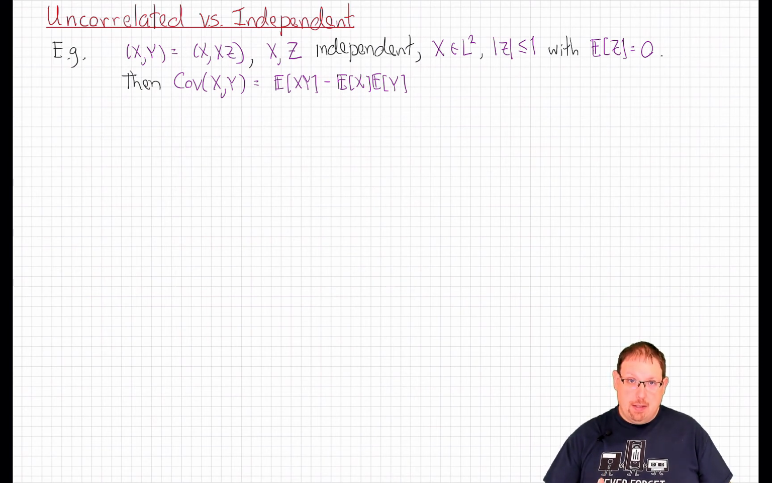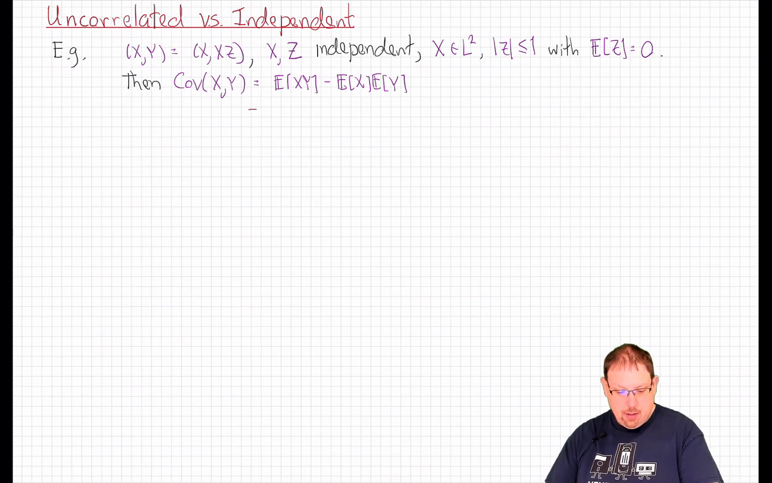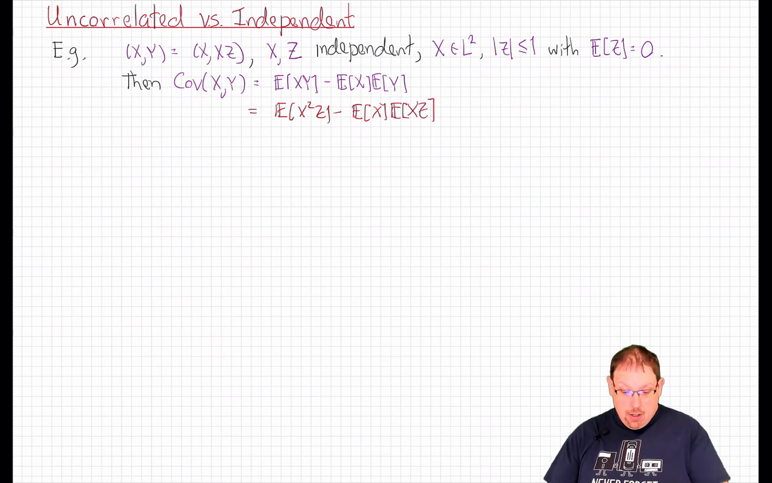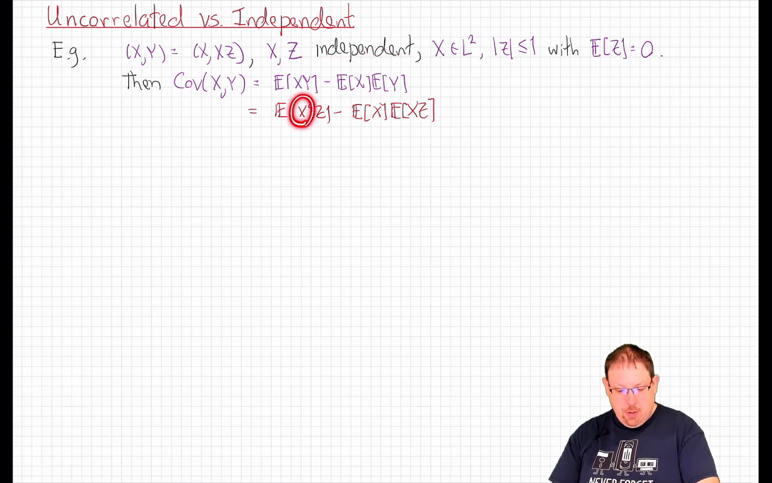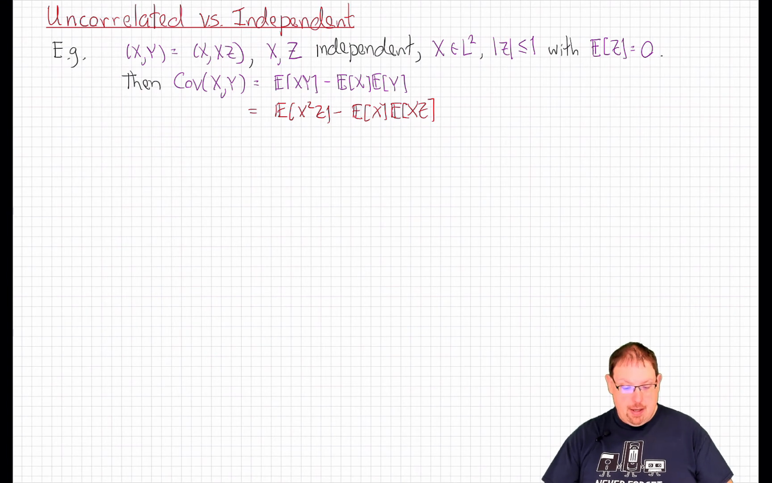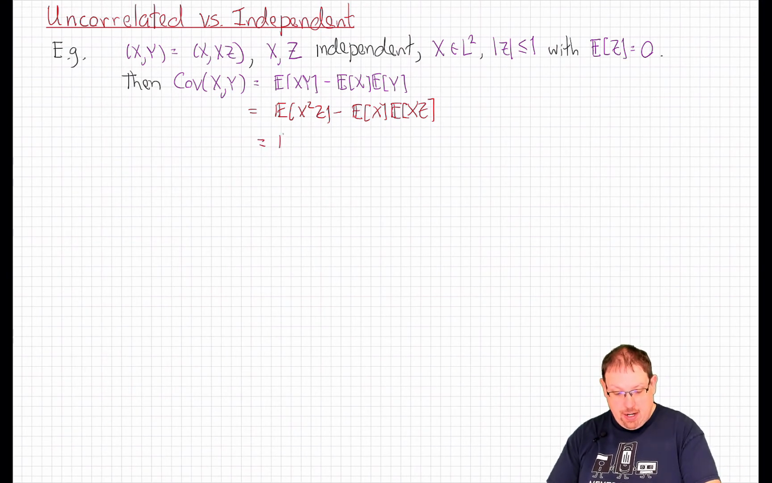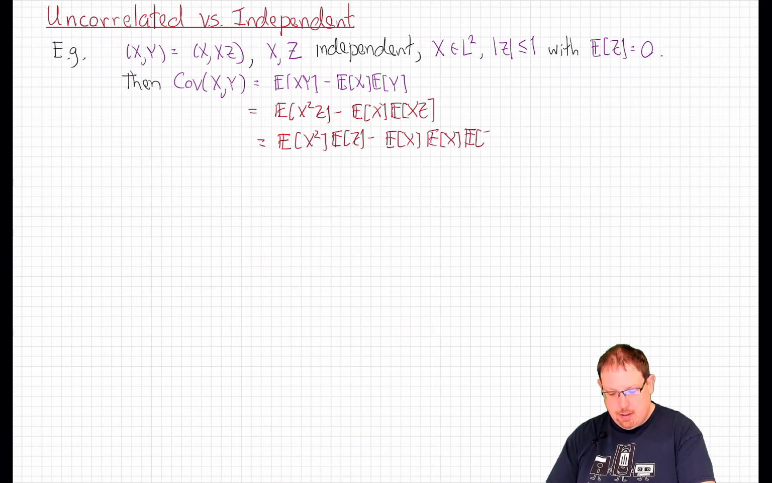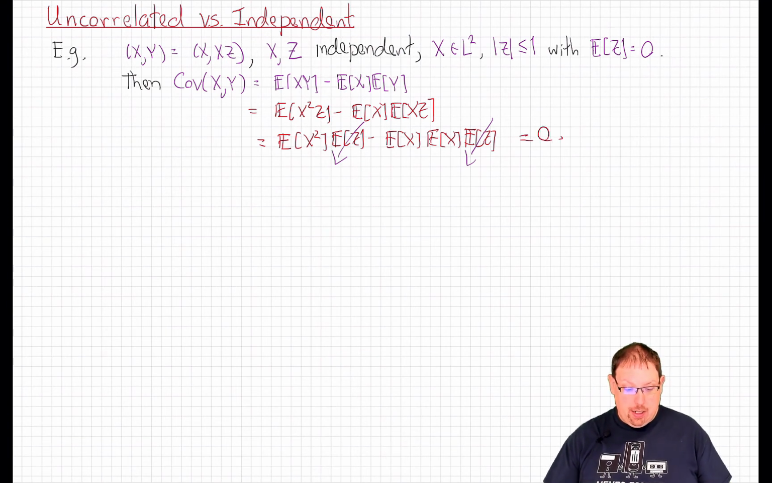So that's by definition the expected value of the product minus the product of the expected values. Well, the expected value of xy is the expected value of x squared z. The expected value of y is the expected value of xz. Now x and z are assumed to be independent. We also know that x squared and z are independent from the previous lemma. And since x is in L2, x squared is in L1. So everything squares out, and we can factorize this as the expected value of x squared times the expected value of z minus the expected value of x times the expected value of x times the expected value of z. And hey, our assumption here was that the expected value of z is 0, which means that this is 0. So those are indeed uncorrelated random variables.